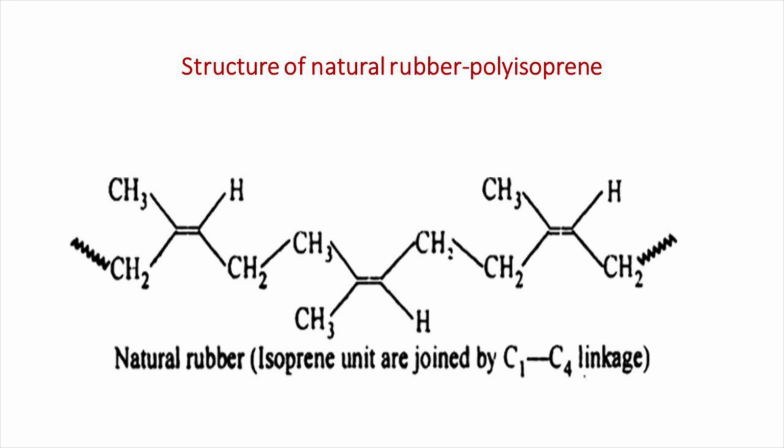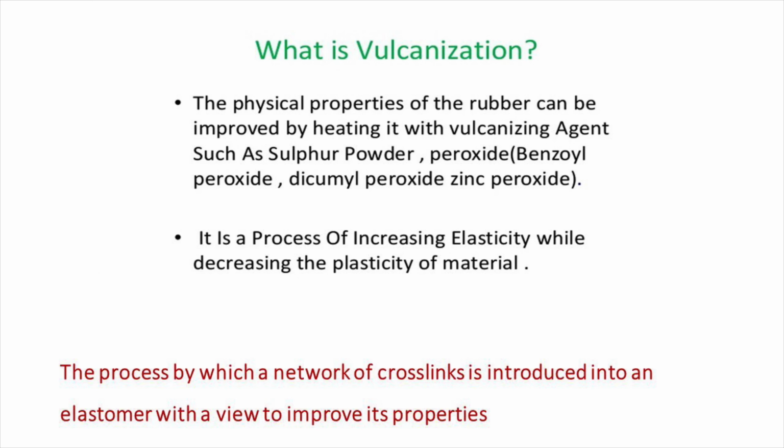Natural rubber becomes soft at high temperature, greater than 60 degrees Celsius, and brittle at low temperature, less than 10 degrees Celsius, and shows high water absorption capacity. It is soluble in nonpolar solvents and is not resistant to attack by oxidizing agents. To improve upon these physical properties, a process called vulcanization is carried out.